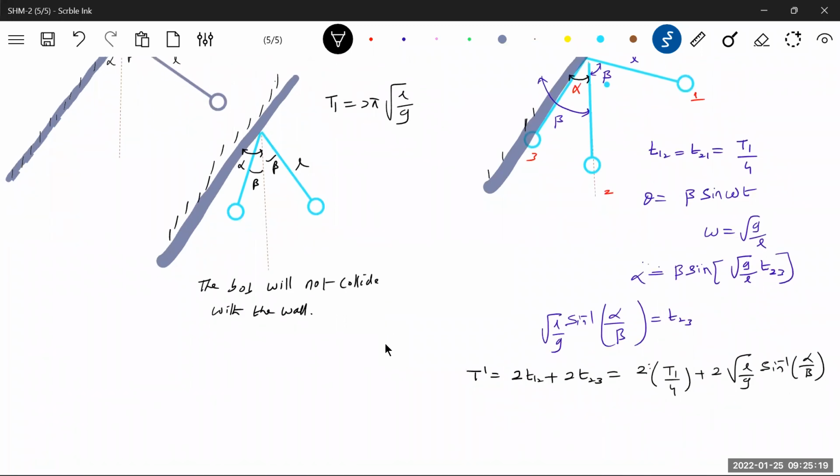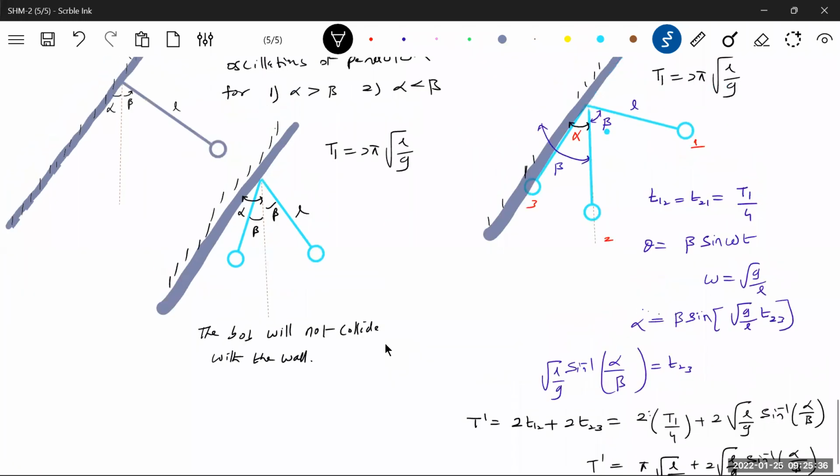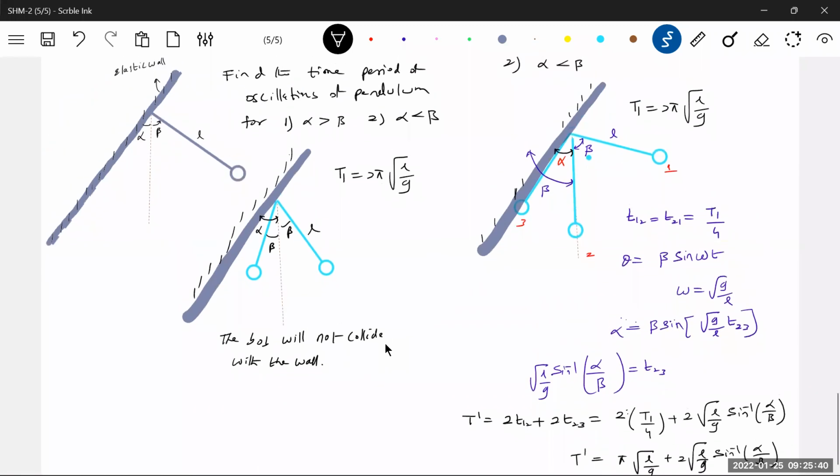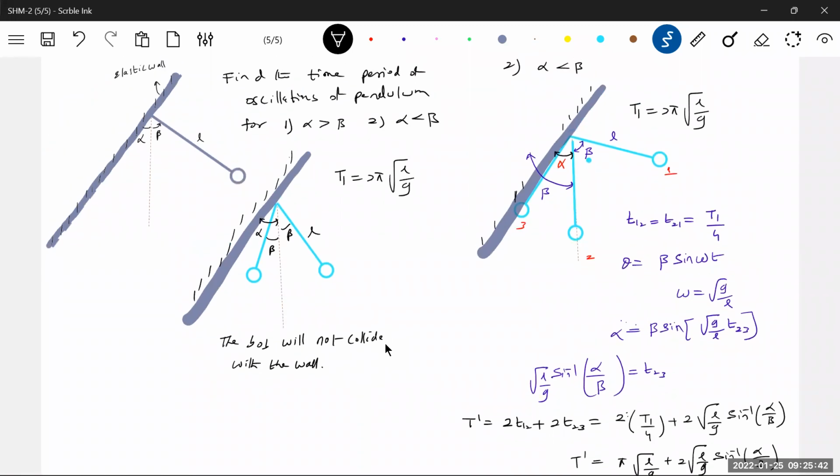T1 is what? 2 pi root of L by G. So this will become pi root of L by G plus 2 root of L by G. This is the time period of oscillation for the second case. Just simple mathematics.